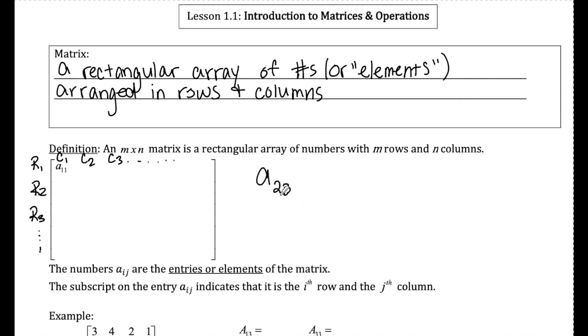If I wanted to know which element was A23, I would be looking for the element in row 2 and column 3. So if I look at my matrix over here, row 2, column 3 would be whatever element was right here. Let's look at a couple more examples of identifying the elements in a matrix.